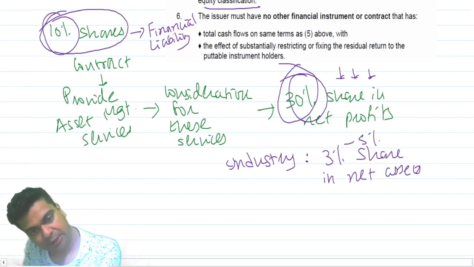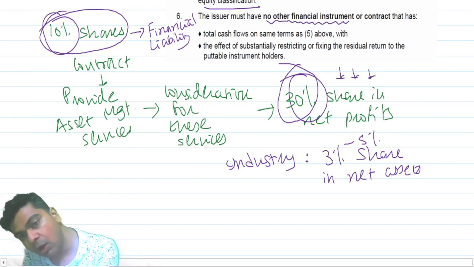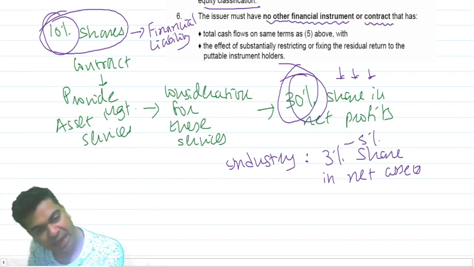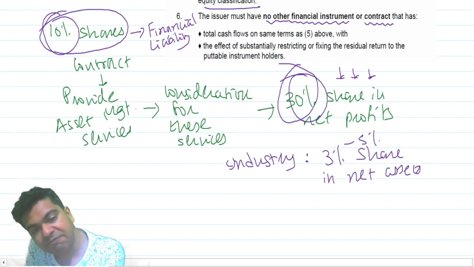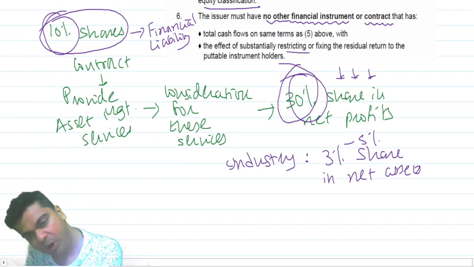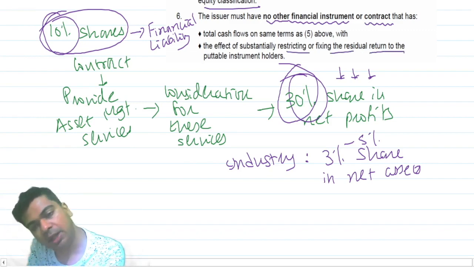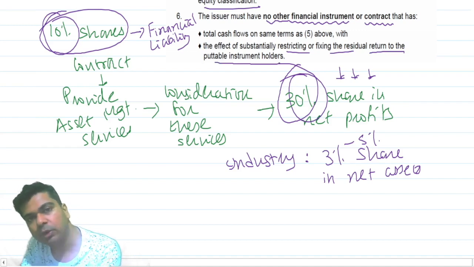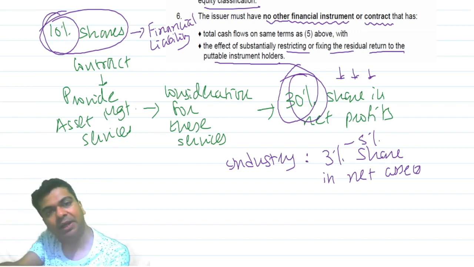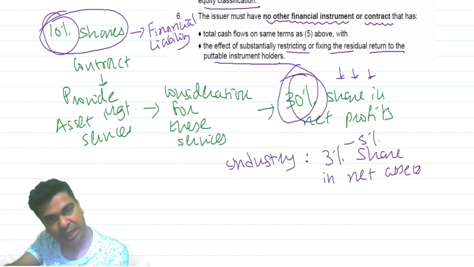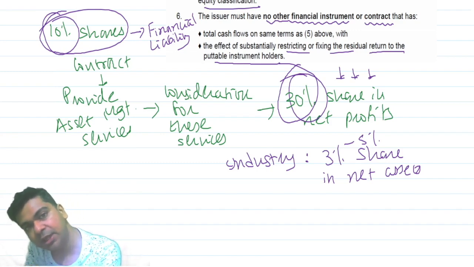It says the issuer must have no other financial instrument or no other contract that has total cash flow on the same terms as above, with the effect of substantially restricting or fixing the residual return to the puttable instrument holders. The moment I suggest to you that I will share 30% of the net profits with you, as far as other equity shareholders are considered, as far as other puttable instrument holders are considered, I have restricted their return. Don't you feel so?